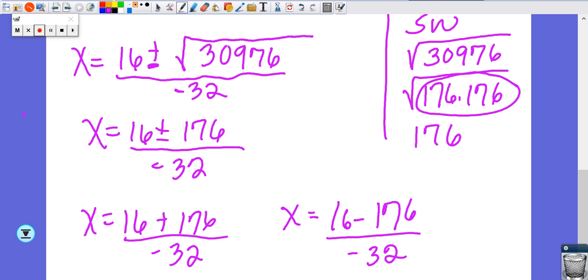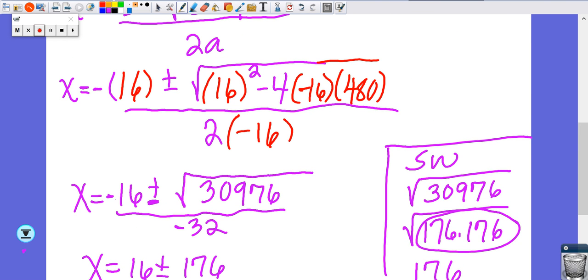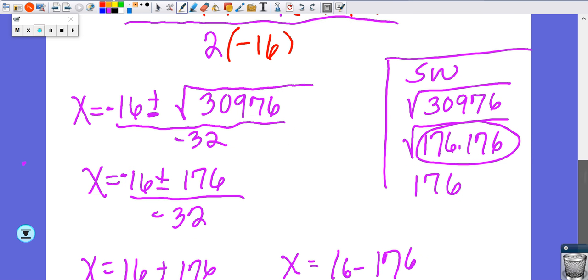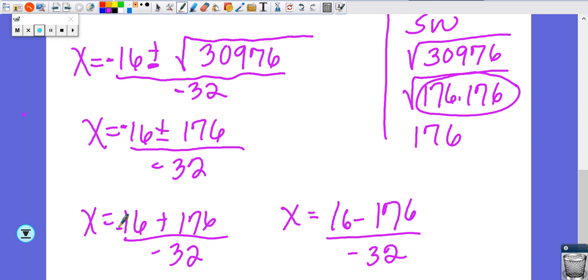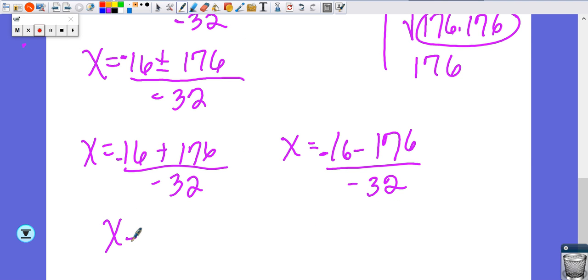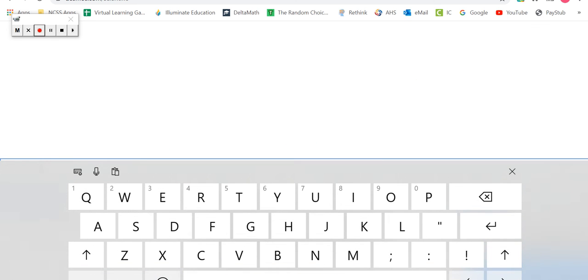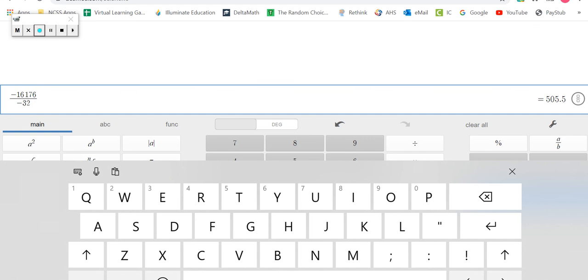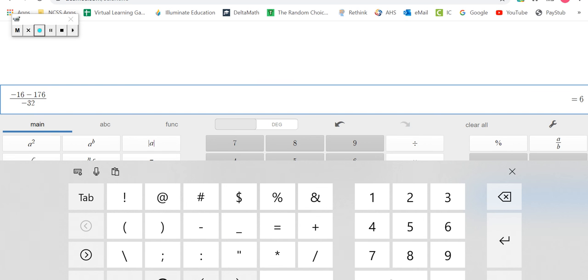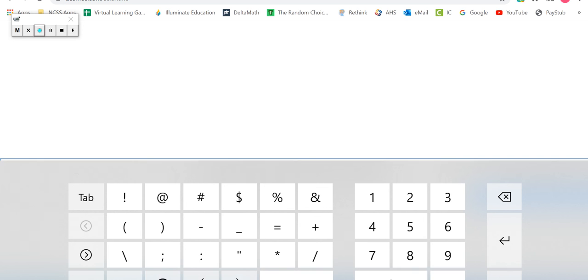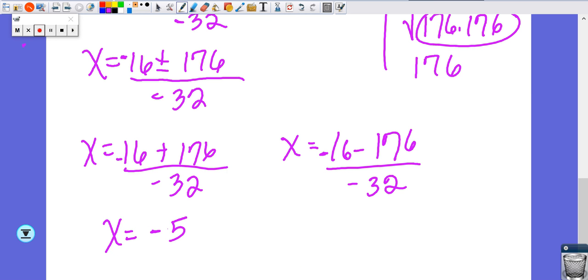Oh wait, I forgot the negative, guys. I left it off in the beginning, so make sure you be careful with that negative sign. This should be negative. So be careful, and these are typical mistakes. So x equals -5 here. And then I'm going to go in and put the negative sign right here, so I'm not retyping all of that. I'm just tapping right there, taking that off and putting the negative sign there instead. And I get +6. So x equals -5 and x equals +6.